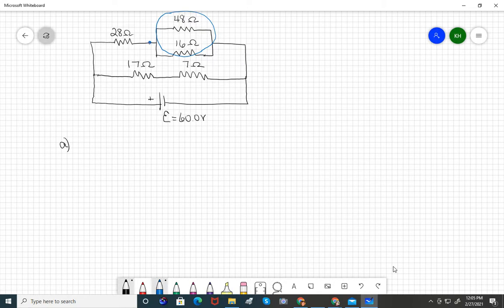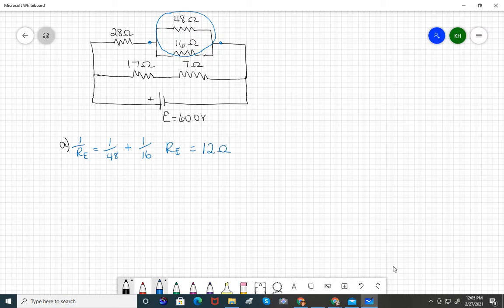If we think of a point from here to here, that's the same voltage drop across both of them. So 1 over the equivalent resistance, 1 over 48, plus 1 over 16, and that equivalent resistance at that point is 12 ohms. So a 48 ohm and a 16 ohm resistor in parallel is equivalent to 12 ohms.